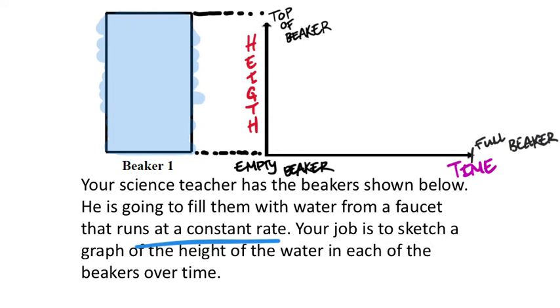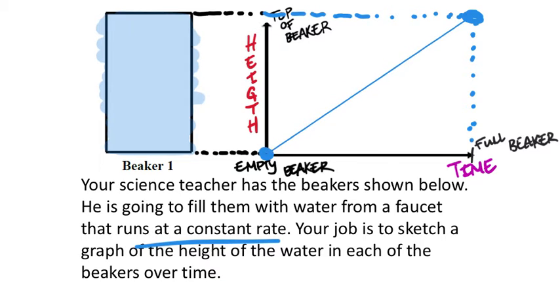Why is that important? It's because when the time gets to the full beaker, that should be in height the top of the beaker. See what I'm saying? So I need to reach this point from the empty beaker for both the x and y axis. Well, that's not too bad. Again, like I said, that should be a straight line like this. Okay? So that's what the graph would look like on this one.